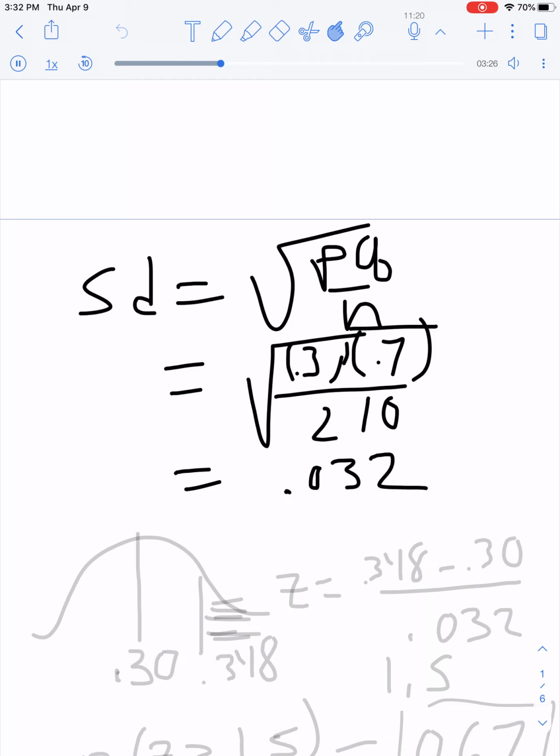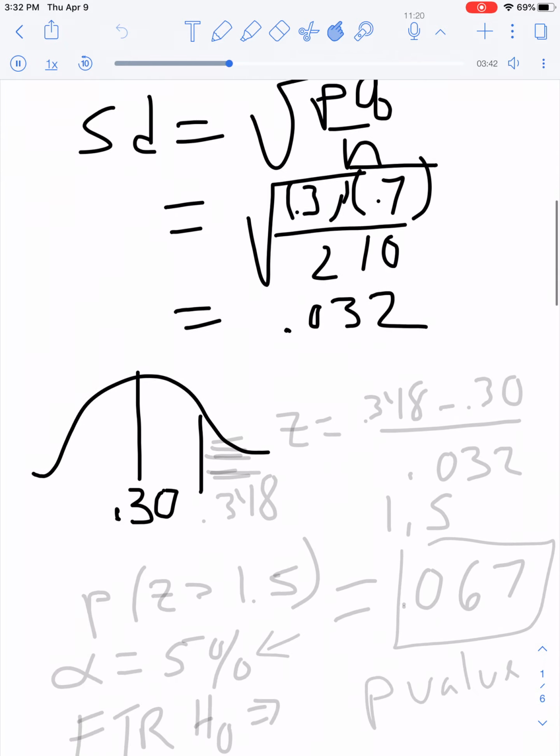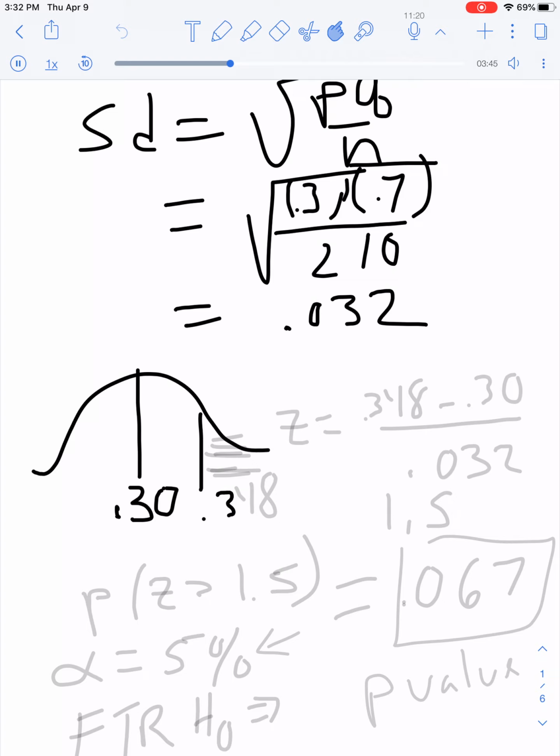So we can assume they're normally distributed because we have 10 successes and 10 failures. So graphically it's going to look like this. 30% of the cars should be red, but I'm getting from the previous part here 34.8%. Is that significant? What's the probability that 0.348 or greater would occur?